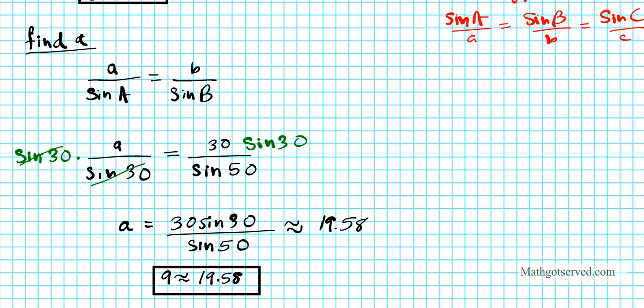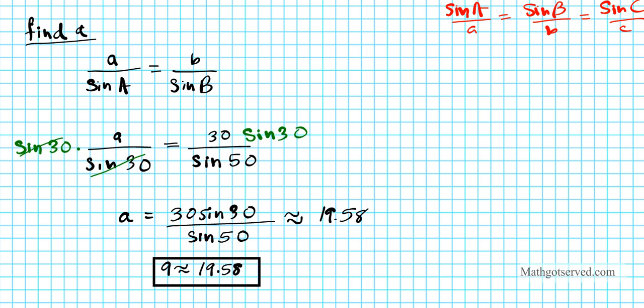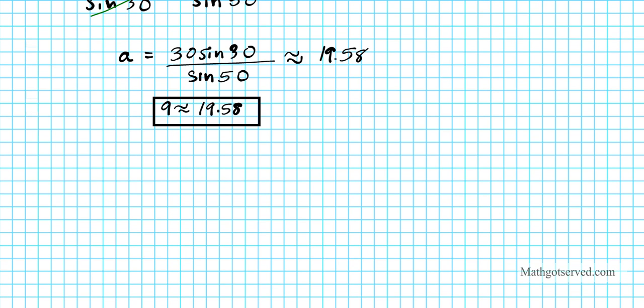Alright, let's go ahead and look for the last side, which is little b. Actually, I know what little b is. I need to find little c. Okay, so to find little c, let me set up the equation first.